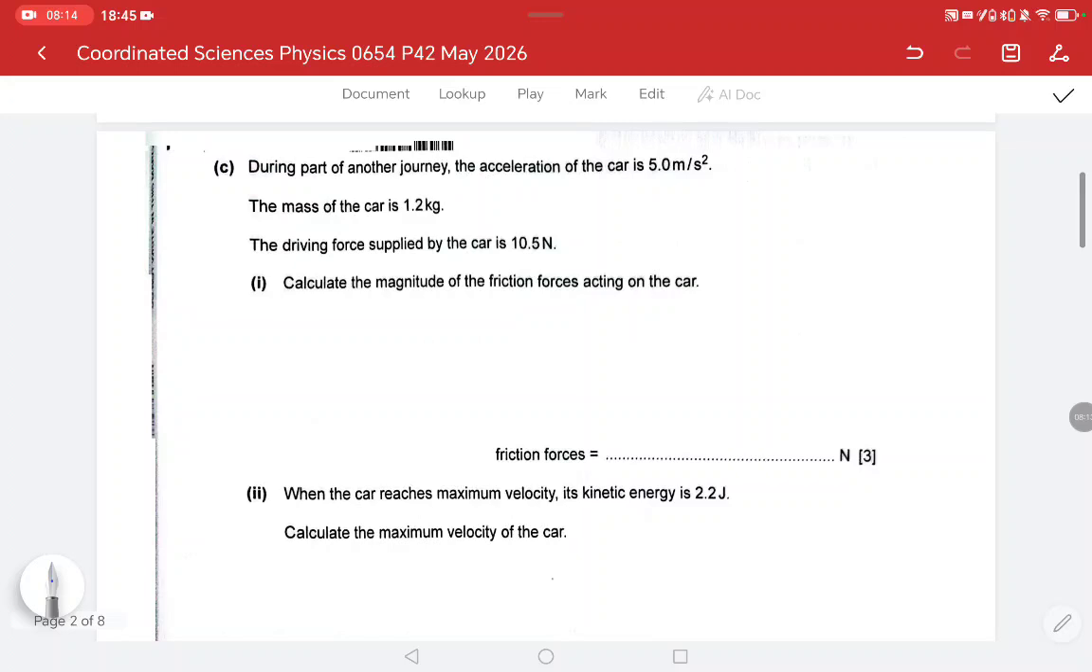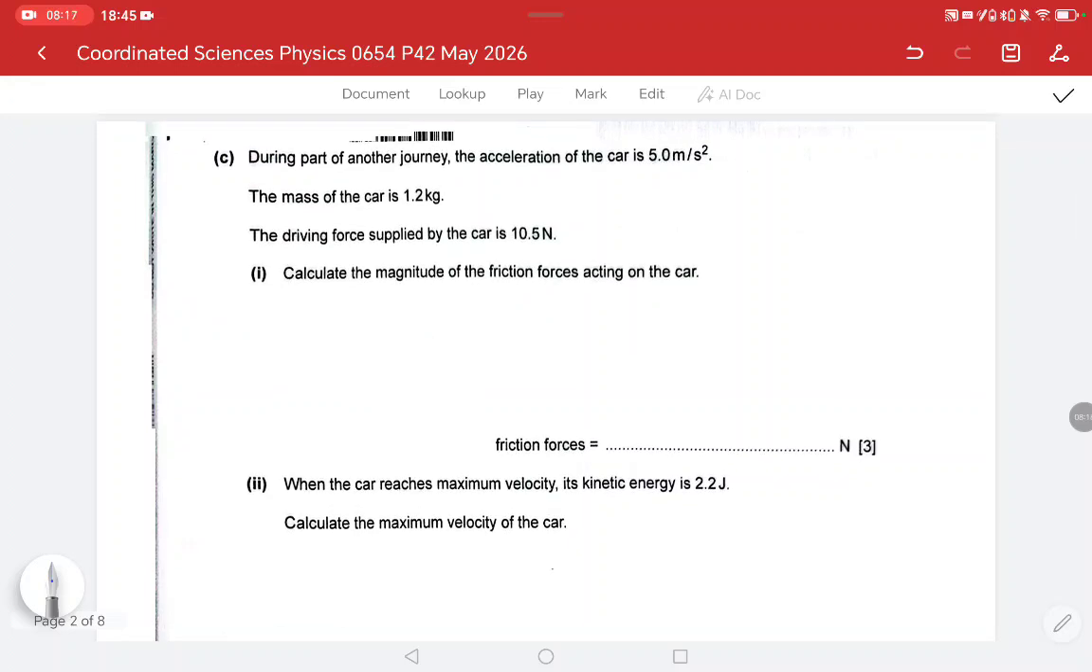During part of another journey, the acceleration of the car, so this is the acceleration, this is a, it's 5, the mass, this is m, 1.2 kilograms, and the driving force applied by the car, so this is the force, driving force, is 10.5 newtons. Calculate the magnitude of the friction forces acting on the car.